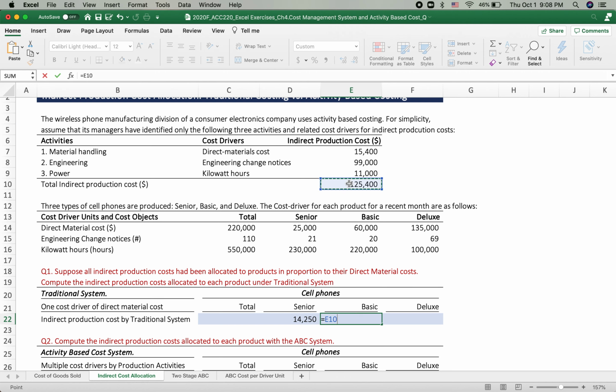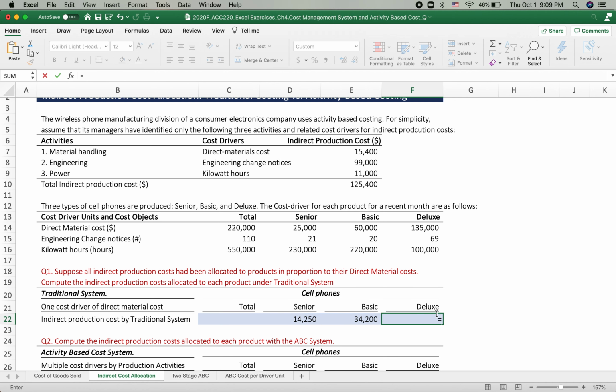Again, we allocate 125,400 with the proportion of the direct material cost driver units divided by total direct material cost. That is the proportion, 60,000 over 220,000. That is the portion times 125,400, the total indirect production cost allocation. So basic cell phone actually uses this indirect production cost by 35,200.